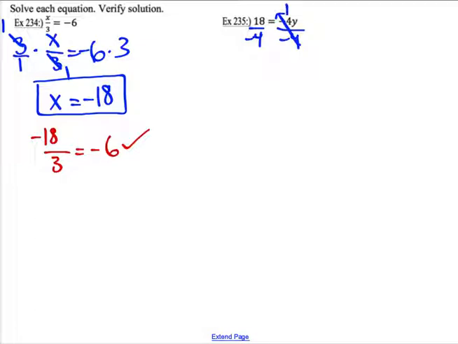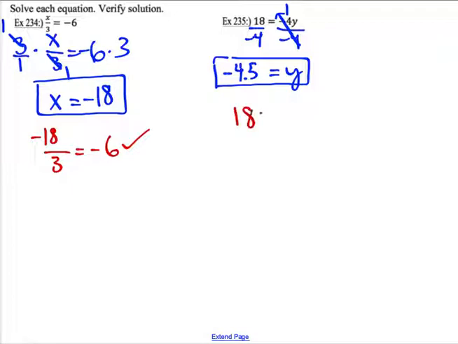Here, negative 4 divided by negative 4 reduces to 1. We get y by itself. 18 divided by negative 4 is negative 4.5. So we get our answer. Next, we check our solution.